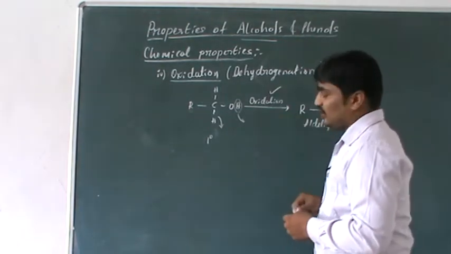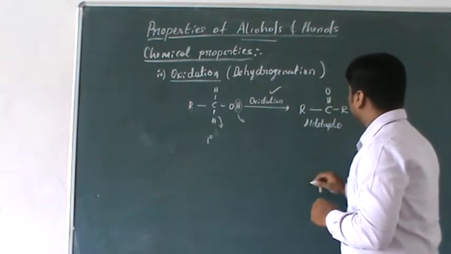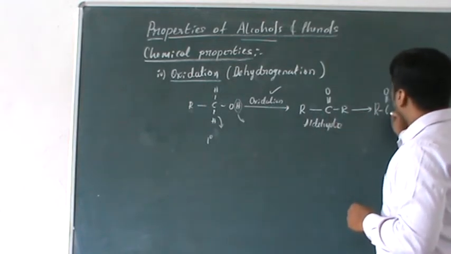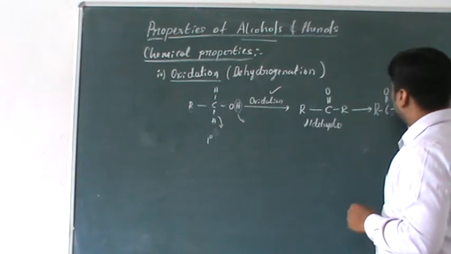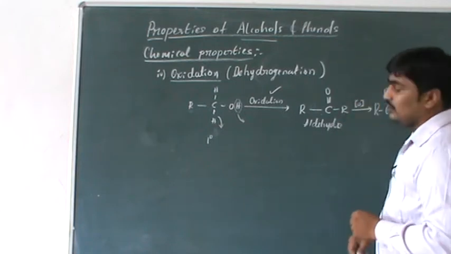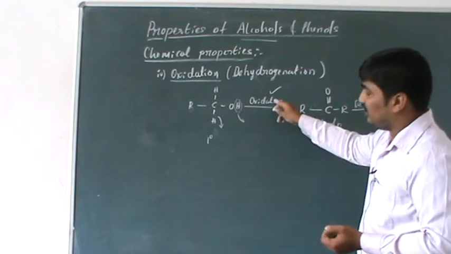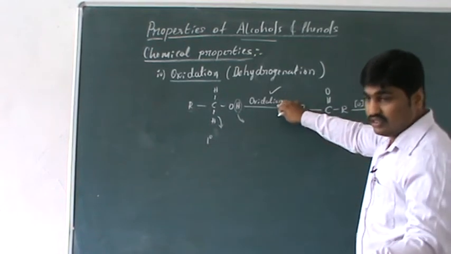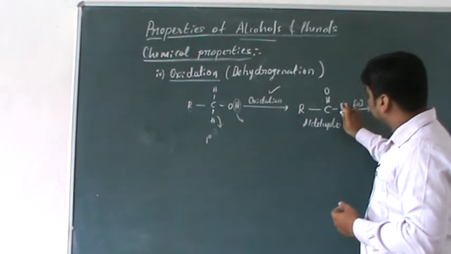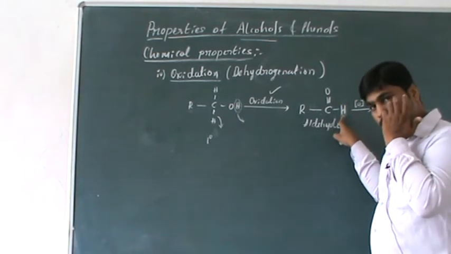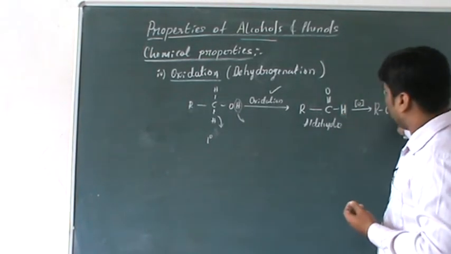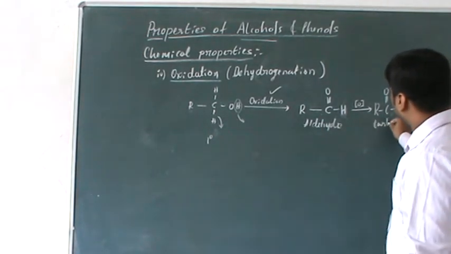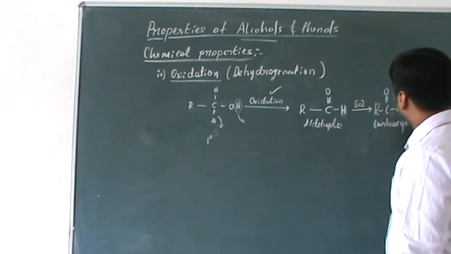The next thing is, depending upon the oxidizing agent, it may again undergo oxidation. Suppose we use a strong oxidizing agent, then it again takes oxygen. When it takes oxygen again, the H becomes OH, oxygen added. Because of that, the aldehyde gets converted into carboxylic acid.